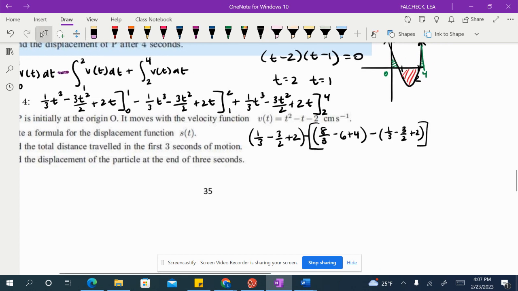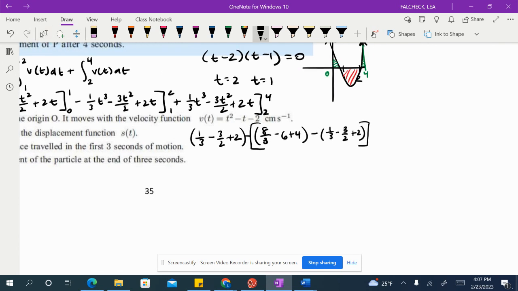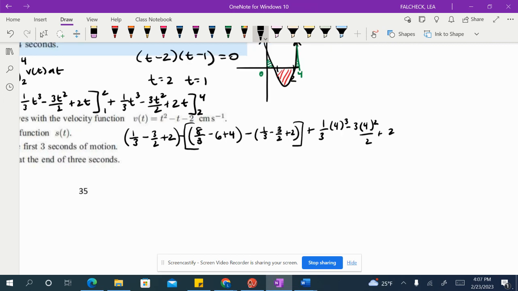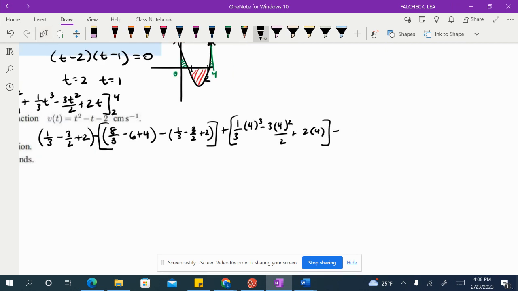Okay, integrals by hand, aren't they fun? And then now for the last part, we've got 1/3 times 4 cubed minus 3 times 4 squared over 2 plus 2 times 4 minus, actually, these are all in big giant parentheses. Okay. Minus 1, so it's going to be 8 over 3 minus 2, that's 4, 12 minus 6 plus 4.